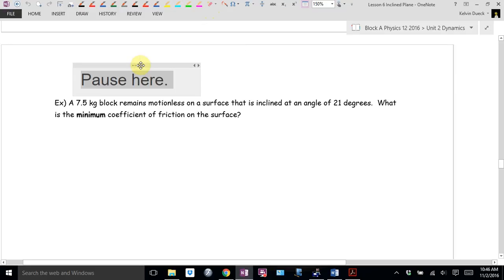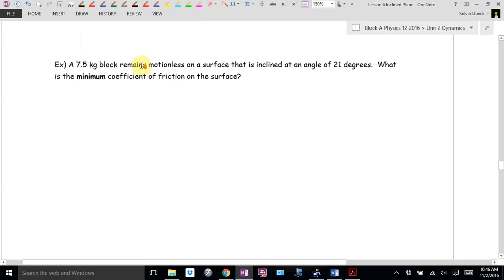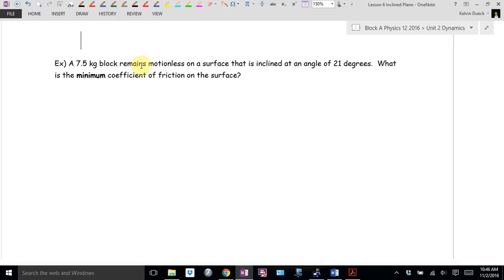It says this. I guess this would be example 8, but I didn't put a number on there. A block remains motionless on a surface that's inclined at an angle of 21 degrees. What's the minimum coefficient of friction on the surface? Why minimum? This will assume that it's just ready to slide down. There could be plenty of breathing room. Maybe the coefficient of friction is way bigger. Let's pretend that if it was a car, maybe this car is perfectly safe on the hill, not ready to slide down. But we'll find the minimum.